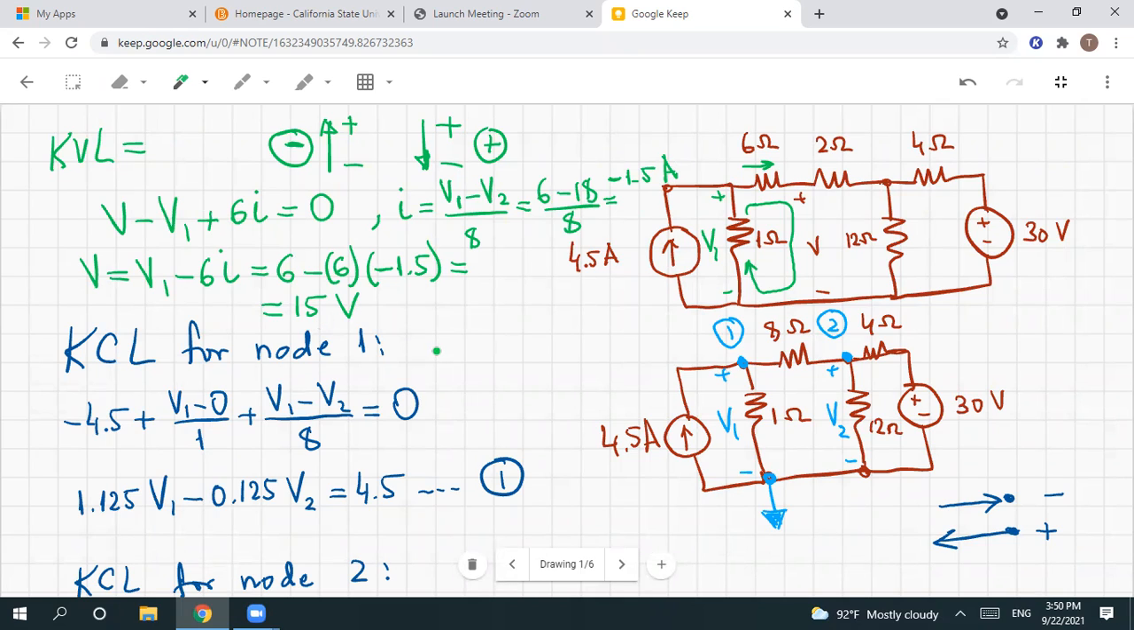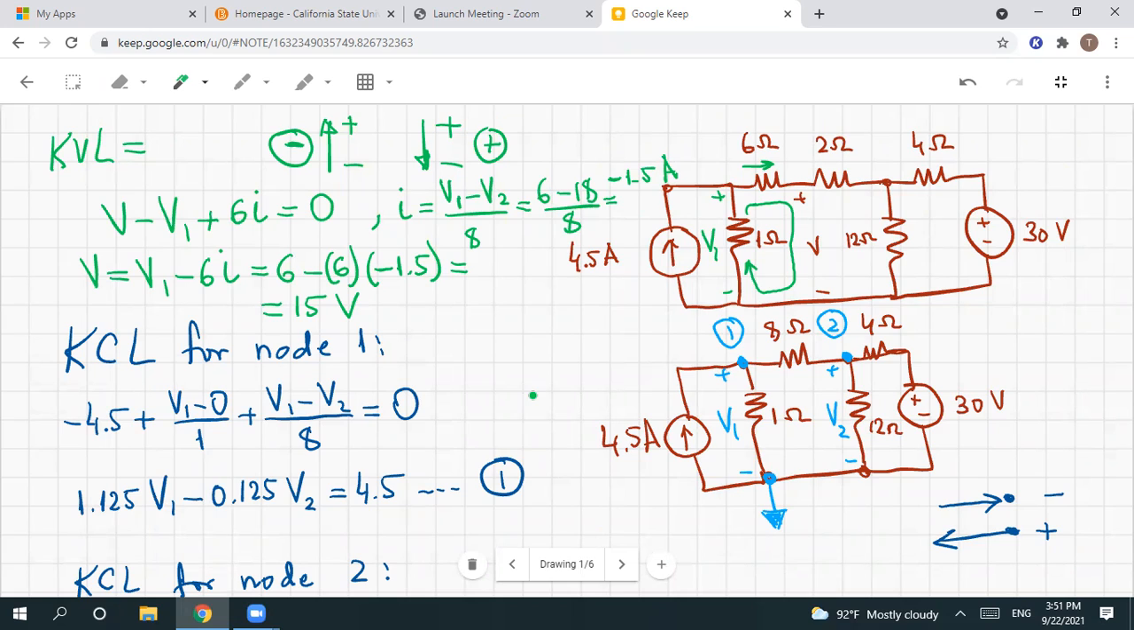Any questions on this method or this example, please? Any questions on this example, please? No questions? Not for me. Okay. So let us solve another example.